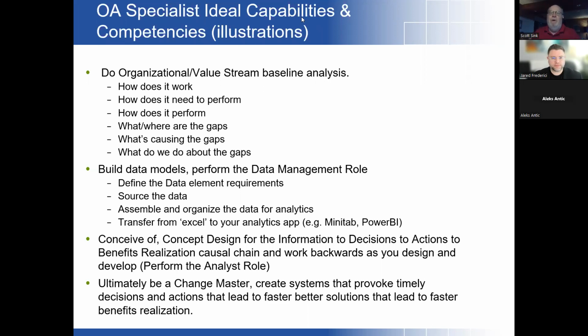And then transfer from Excel, and I just put Excel in quotes, to your analytics app. And I just said, e.g. Minitab, Power BI, but Jared's going to give you other examples of other apps that can be used for analytics. And then I think, Jared, you've got to do concept design for, okay, now that I've got this data, how do I convert it into information that provokes timely decisions and actions that result in benefits realization, that results in the outcomes that the organization needs, the customers need? And that's really the essence of the analyst role.